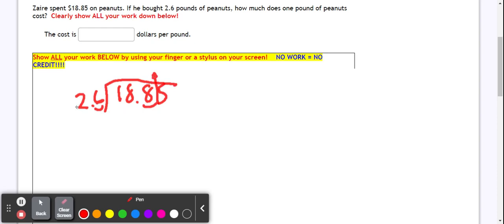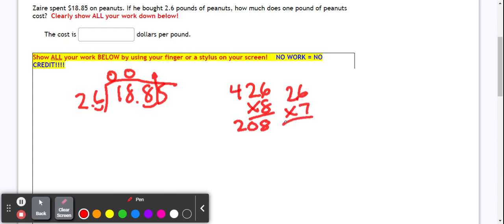26 doesn't go into 1 or 18, but it does go into 188. I think probably 8 times. So I'll just do it over here. 26 times 8 is 8, 4, 16, 20. Nope. 26 times 7. That's 182. Oh, there you go. So it's 7 times 26, 182. So that's 6, and then this is 5.